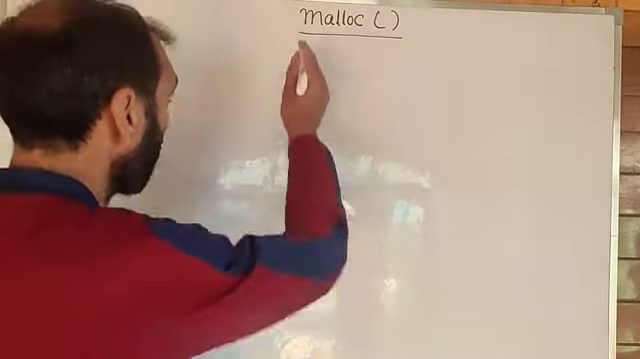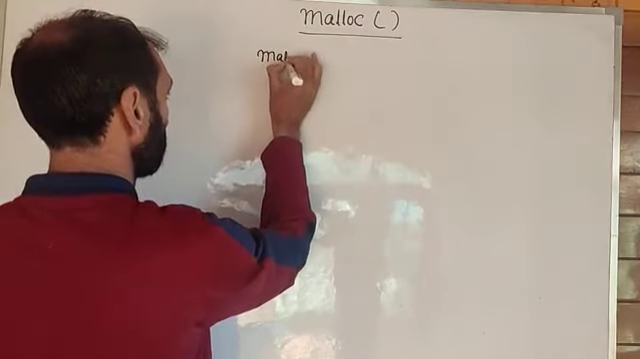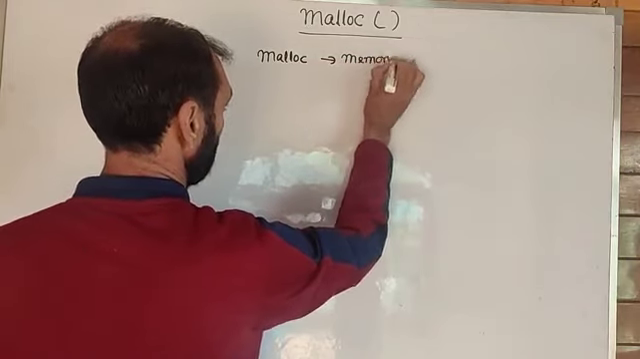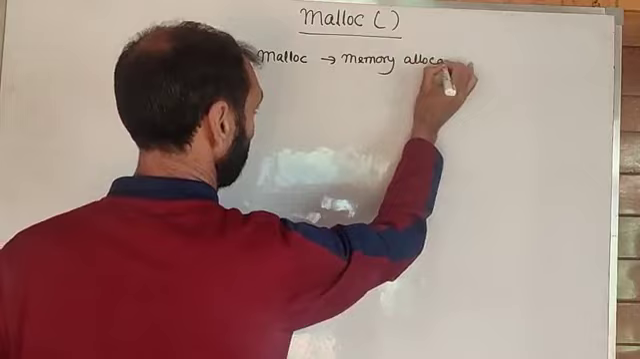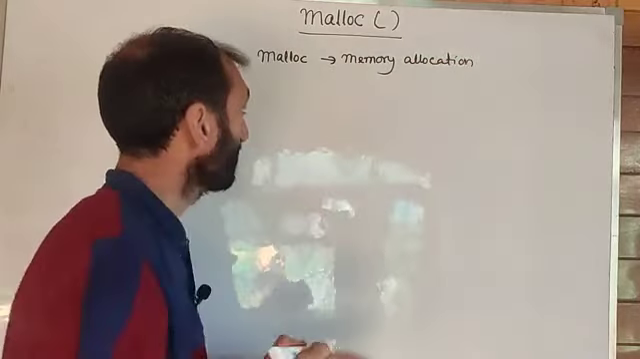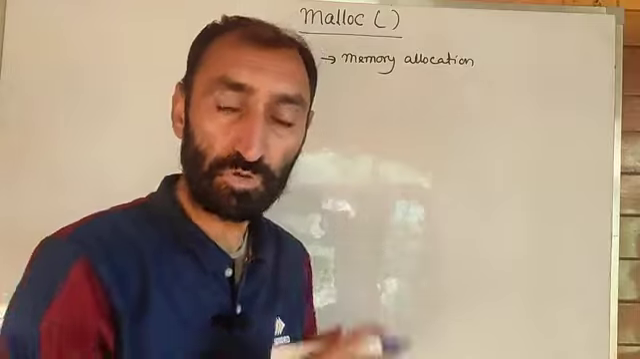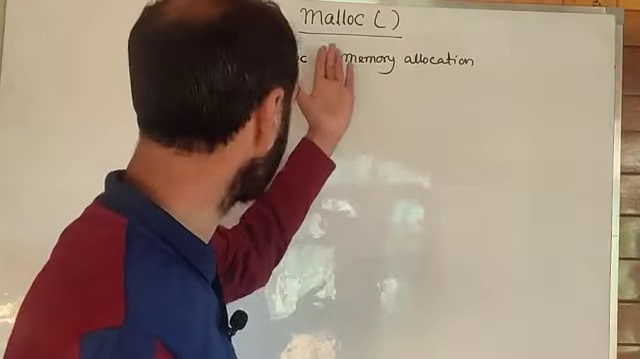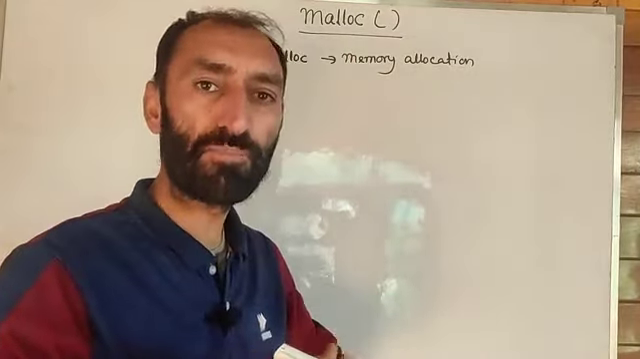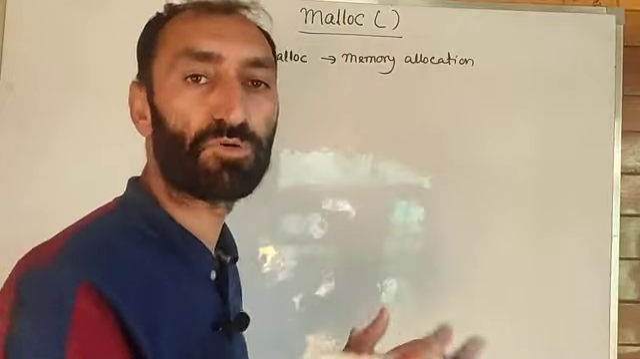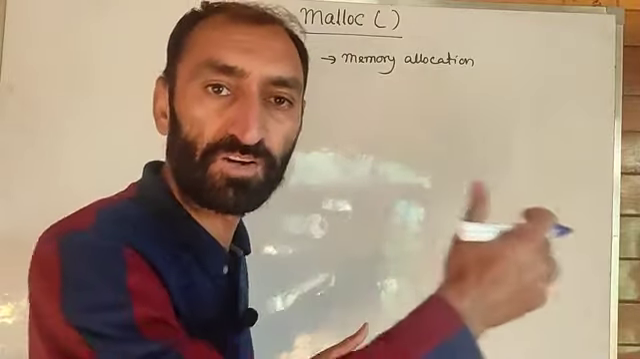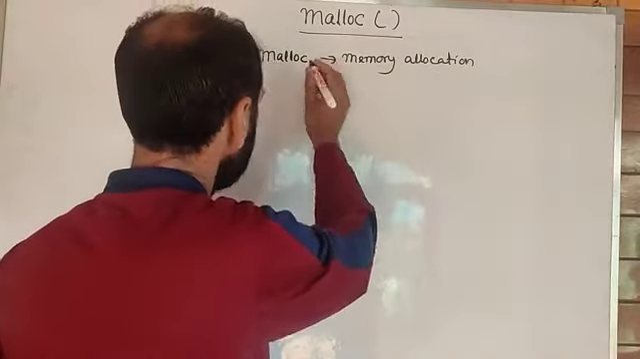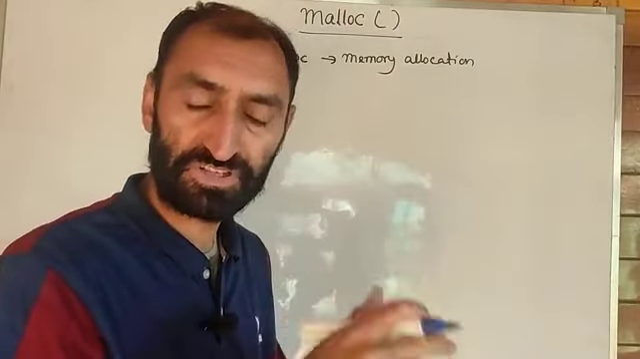The full form of malloc is memory allocation. Generally, this malloc function is used to allocate the memory for structures. We can use the malloc function for other purposes as well, but the general use of malloc is to allocate the memory for structures, as we use the calloc function for allocating the memory to arrays. In the same way, we can use this malloc function for allocating the memory to the structure dynamically.